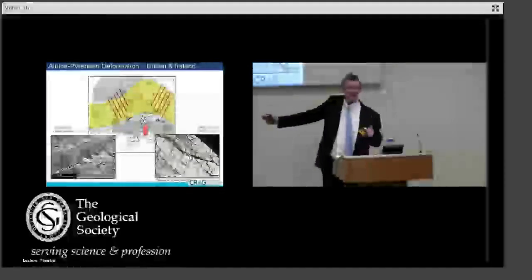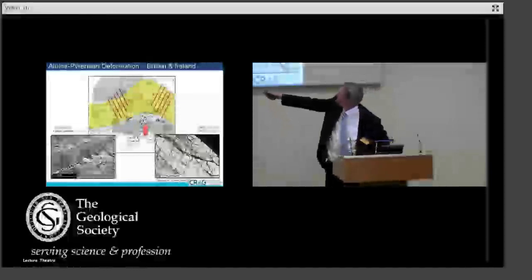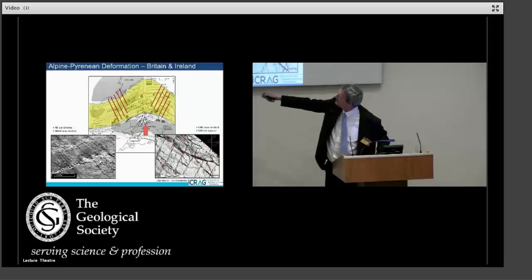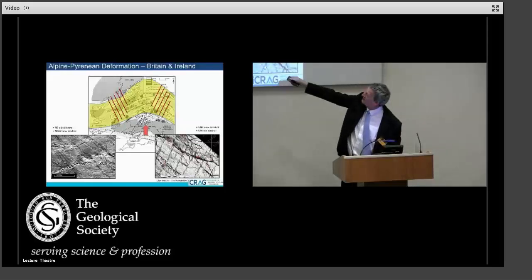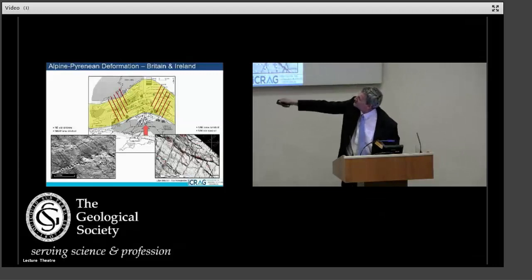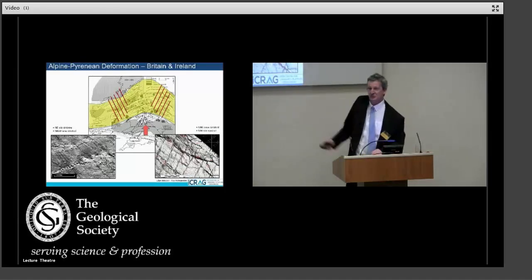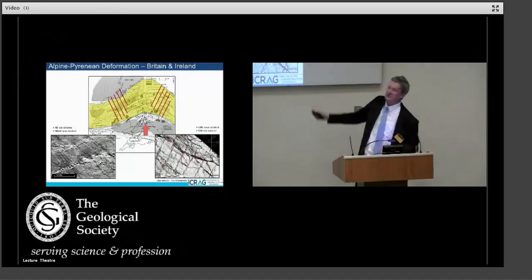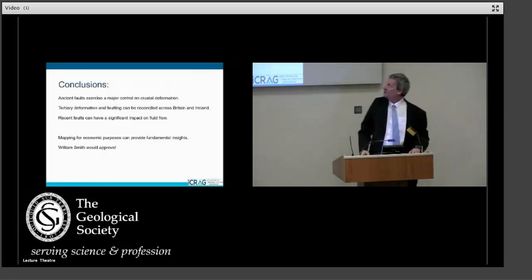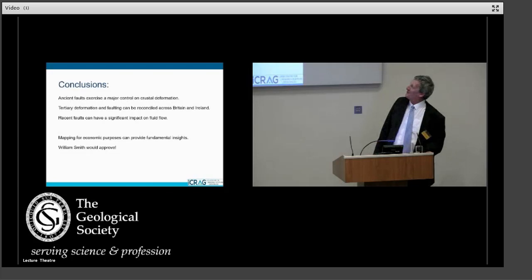And this is from 3D seismic data offshore Ireland. Look at that, the pre-existing faults coming through here, and then these later northwesterly faults transecting through Ireland, the perfect symmetrical pair across the Midland Craton. So I conclude and suggest that ancient faults exercise a major control on crustal deformation.